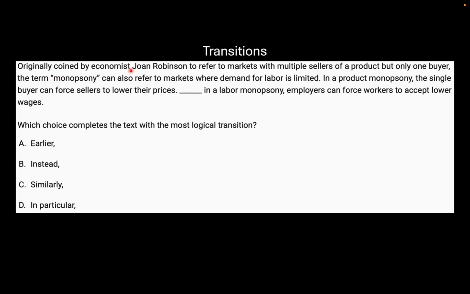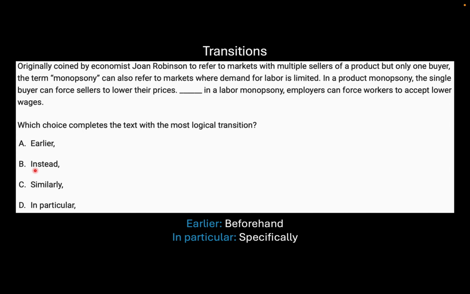Originally coined by economist Joan Robinson to refer to markets with multiple sellers of a product but only one buyer, the term monopsony can also refer to markets where demand for labor is limited. In a product monopsony, the single buyer can force sellers to lower their prices. In a labor monopsony, employers can force workers to accept lower wages. Alright, let's look at the choices. Earlier. Earlier means beforehand or something that happened before, but no, nothing happened beforehand.